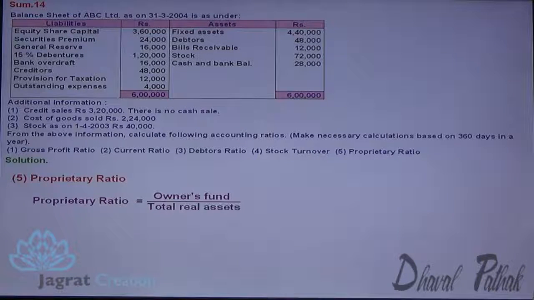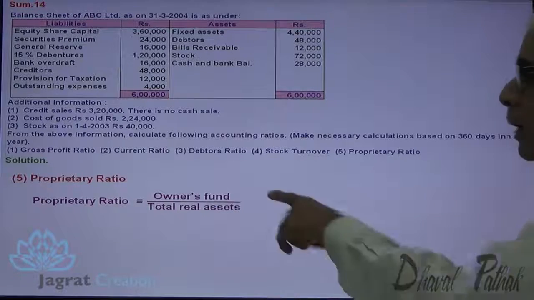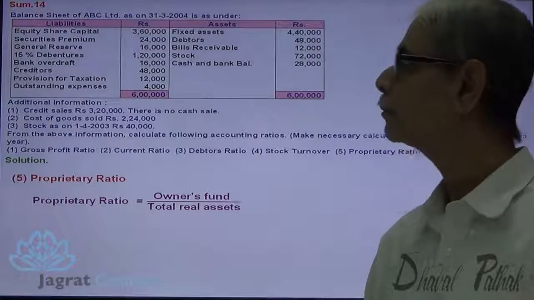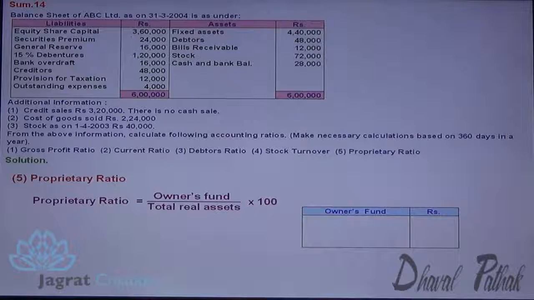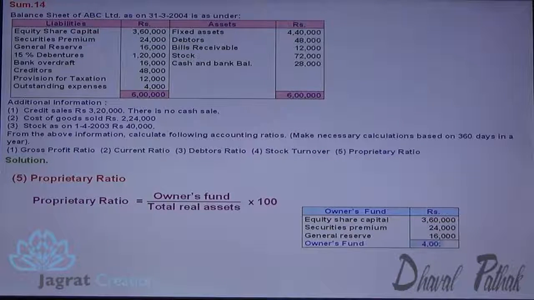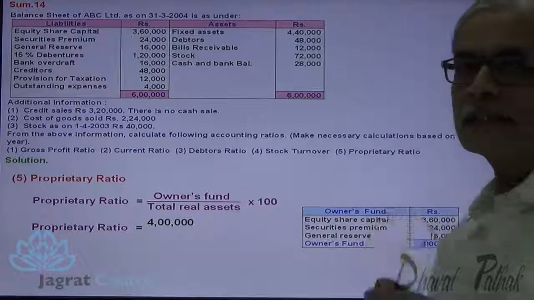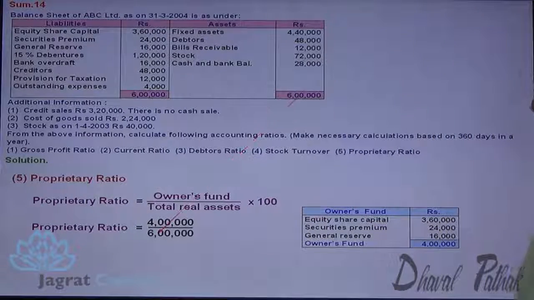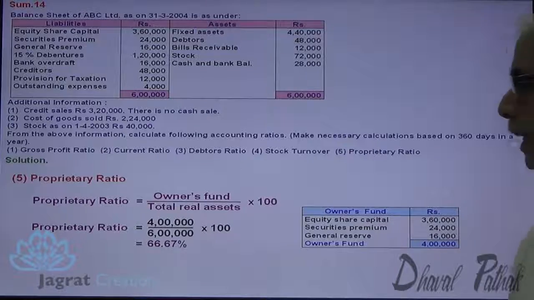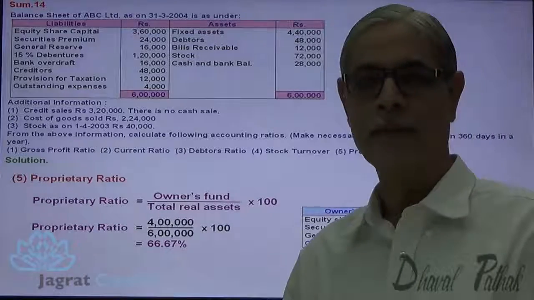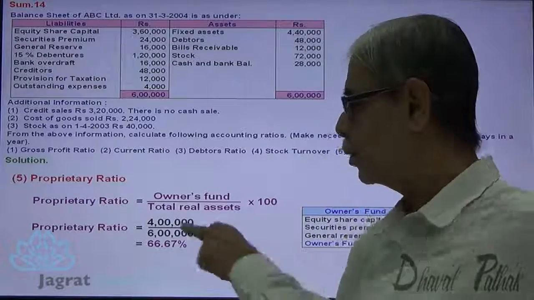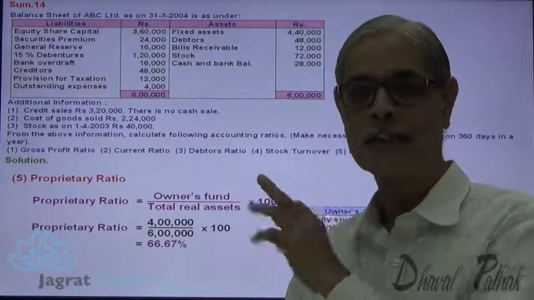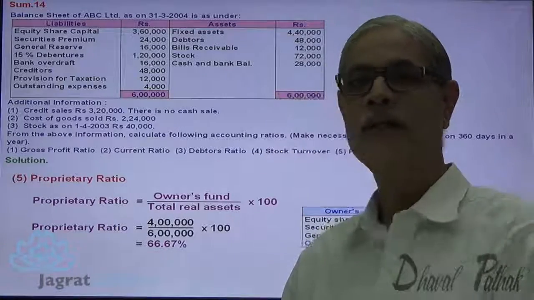Owner's fund divided by total real assets. Now I am required to work out the owner's fund. Equity share capital, security premium, general reserve are the owner's funds. So owner's fund is 4 lakhs. All are real assets, because though fictitious assets are usually found on the asset side of the balance sheet, here there are none. 4 lakhs divided by 6 lakhs into 100. So proprietary ratio is 66.67%, which means the owner's investment is 66.67% of the total investment in real assets of 100.